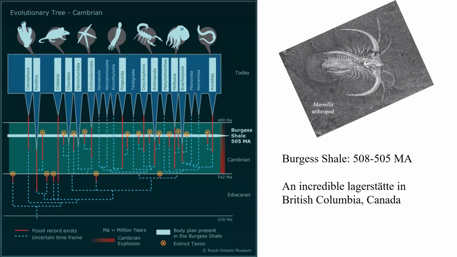Here's what the Burgess Shale shows us. The Burgess Shale is a slice in time where you can go to rocks and peek and look at animal evolution. Talk to your neighbors about this slide for just a quick second. Make some observations about this slide.